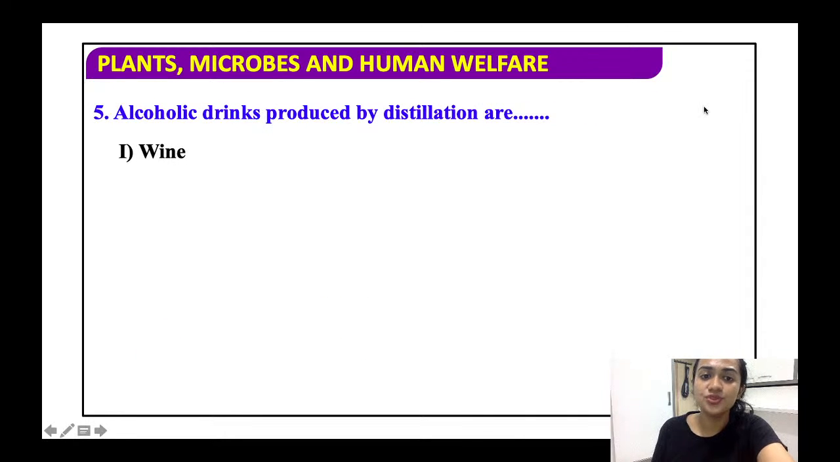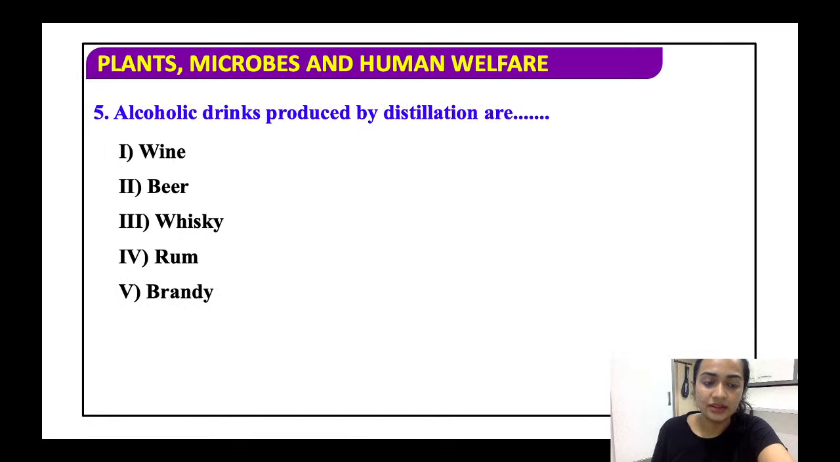Alcoholic drinks produced by distillation are wine, beer, whiskey, rum, brandy.